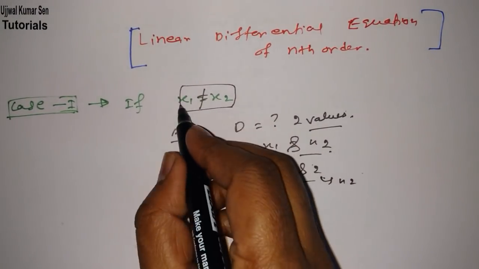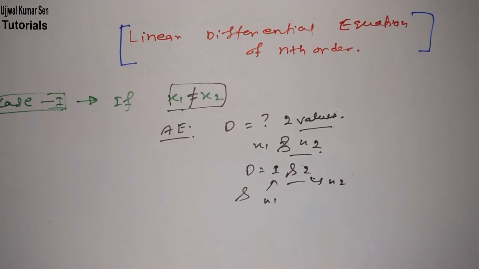So what case exactly are we doing here? x1 is not equal to x2. Are you getting my point? So basically we'll start from x1 not equal to x2, and then we'll go for x1 equal to x2 equal to x3 equal to x4 and so on, and then we'll go for imaginary numbers, then both numbers imaginary, then one imaginary and one real number. In this way we'll study all cases of linear differential equation of nth order. That's why you'll understand all the concepts of this differential equation of nth order.